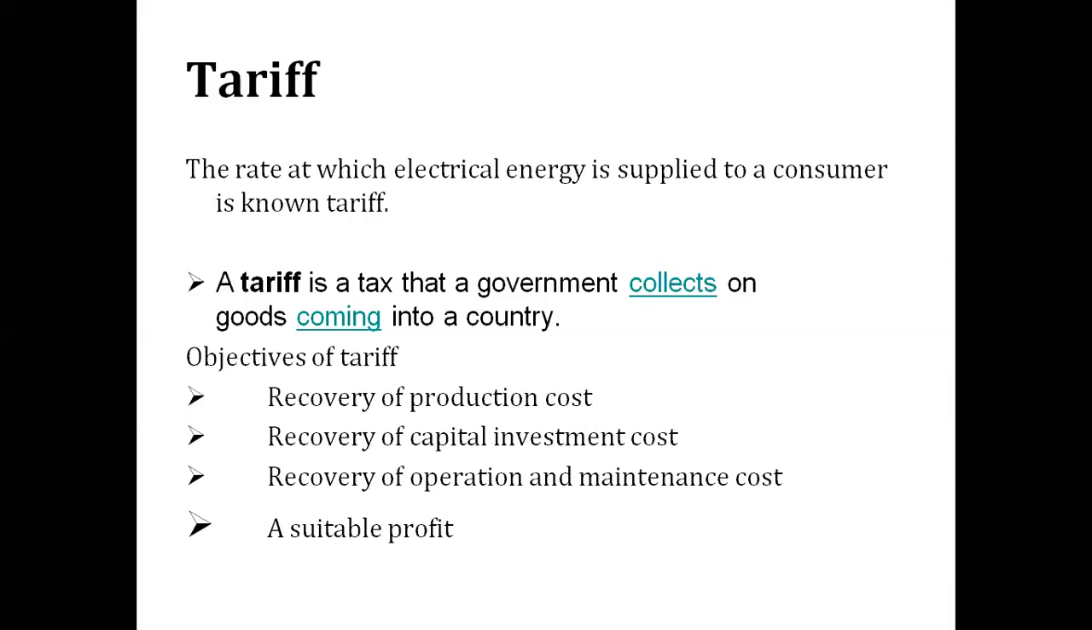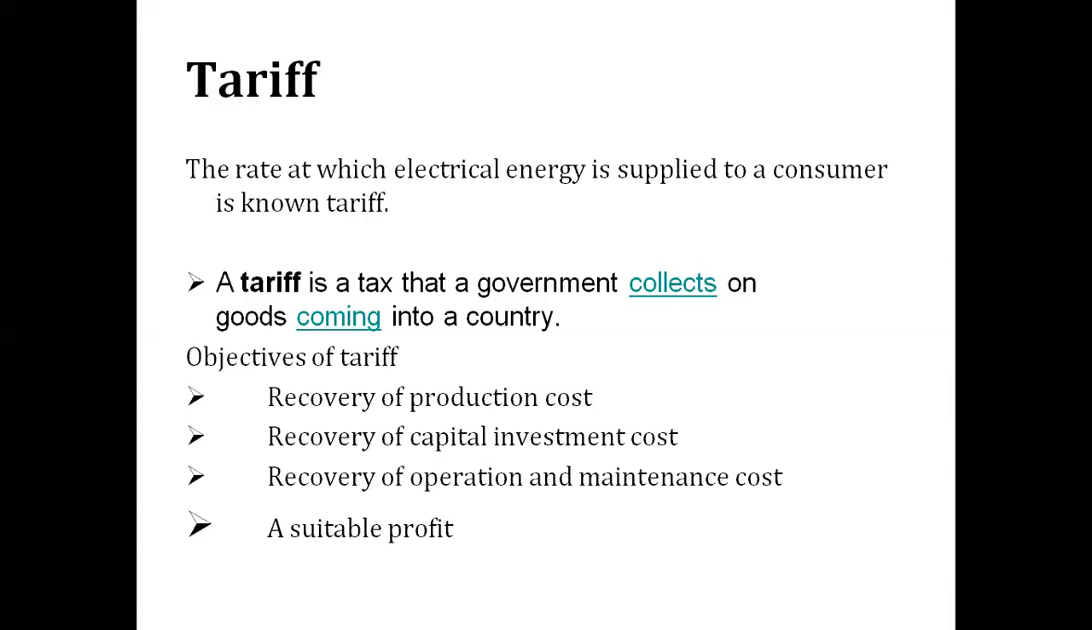So the consumer may be an industrial consumer, a domestic consumer, or a commercial consumer. Depending upon those consumers, they have to design the tariff in such a way that it is profitable for the company and also profitable for the consumers.